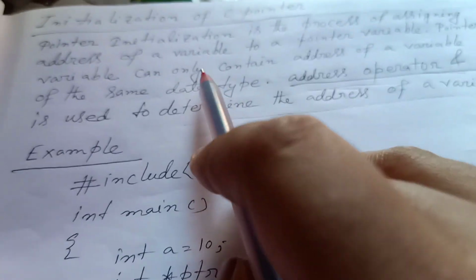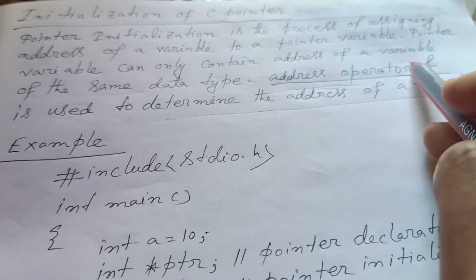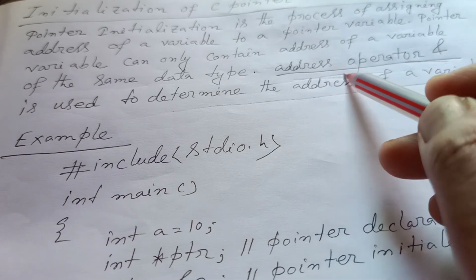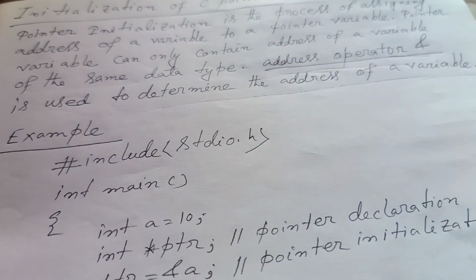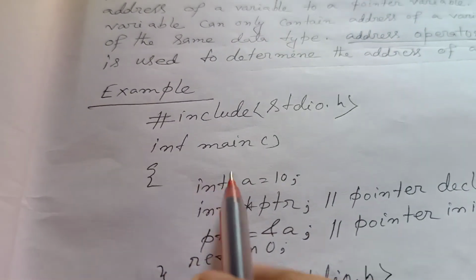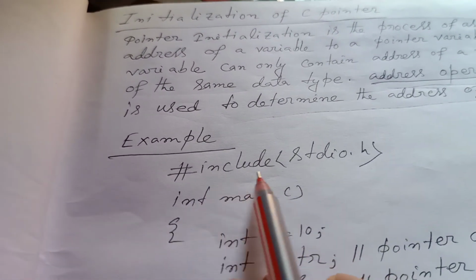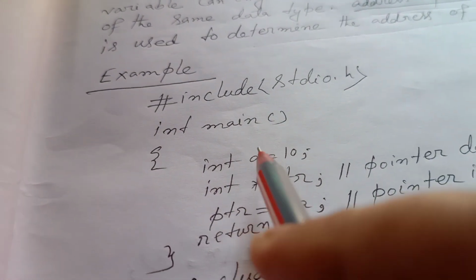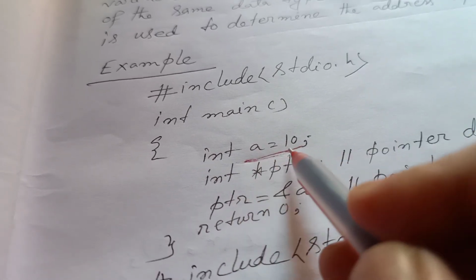A pointer variable can only contain the address of a variable of the same data type. The address operator ampersand is used to determine the address of a variable. Okay, so let's take an example to understand the initialization of a pointer. #include <stdio.h>, int main, within braces int a = 10. Okay, so a holds the value 10.